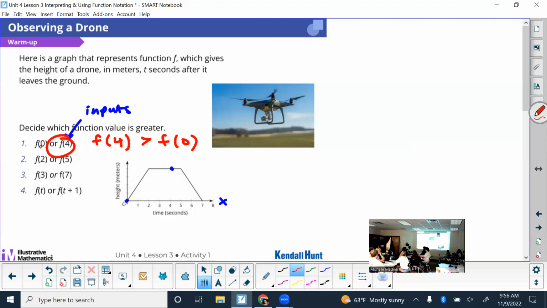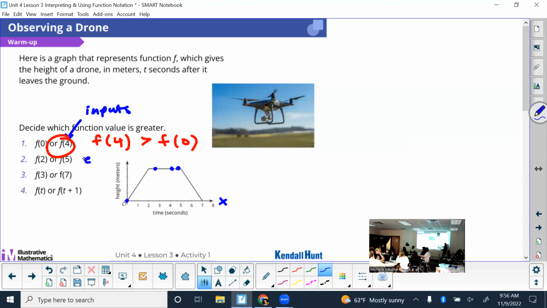Why are they equal, you might ask? What's the value of F of 2? We don't really know, but it'd be up here. What's the value of F of 5? Also up there. So they're on the same level, they're on the same plateau, so they are equal.